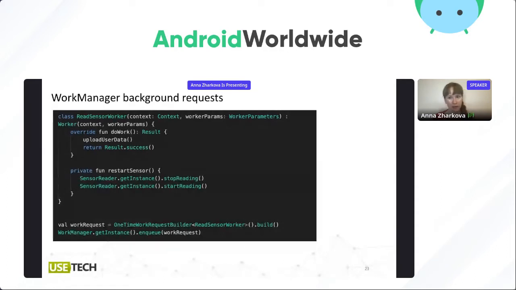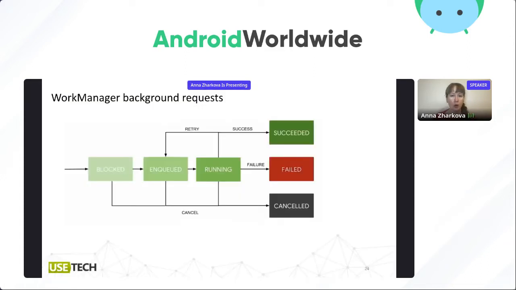Well, the code on my screen is a little wrong in several places. In the doWork method, I need to call a restart sensor method for my case, for example. And when our worker is ready, we will create a special kind of request. And then with the WorkManager, we will enqueue this work request, and at the specified time, our request will be launched.